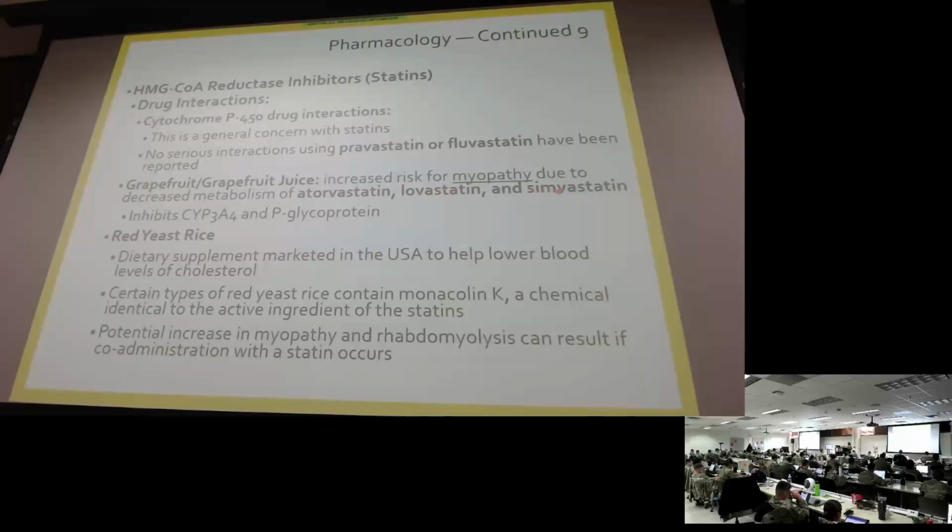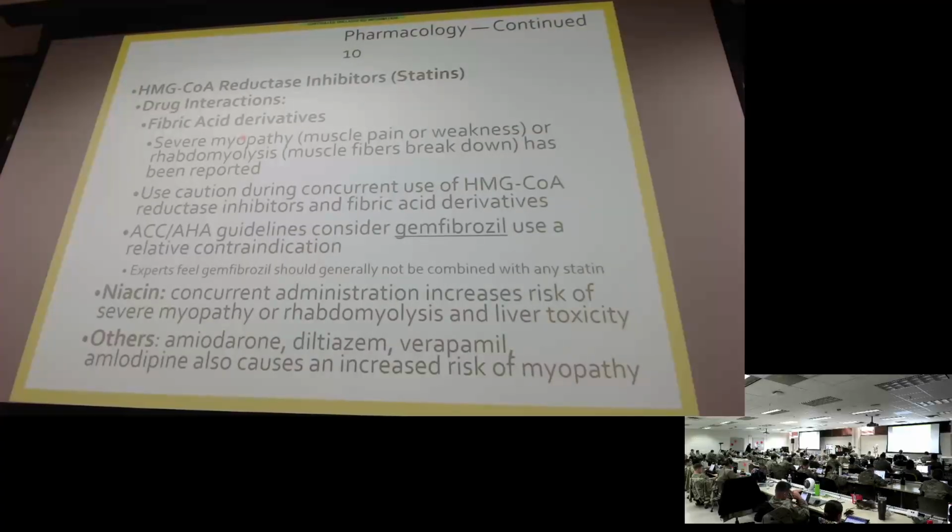Atorvastatin, lovastatin, simvastatin, you have an increased risk of myopathy. Pravastatin and fluvastatin, they're good for us to use if you have the CYP interactions, okay? Don't need to remember which CYPs. More drug interactions. These drugs that we love to use are interacting with lots of things, right?